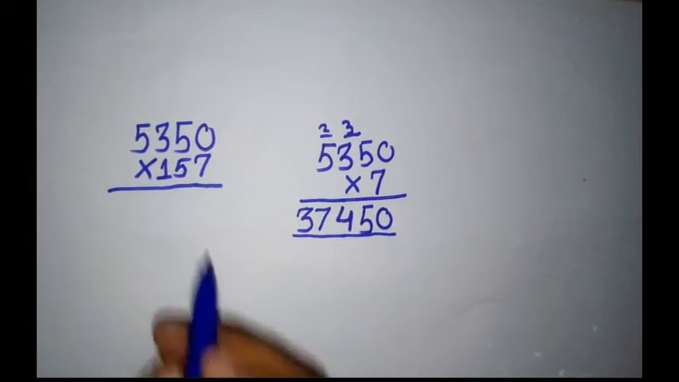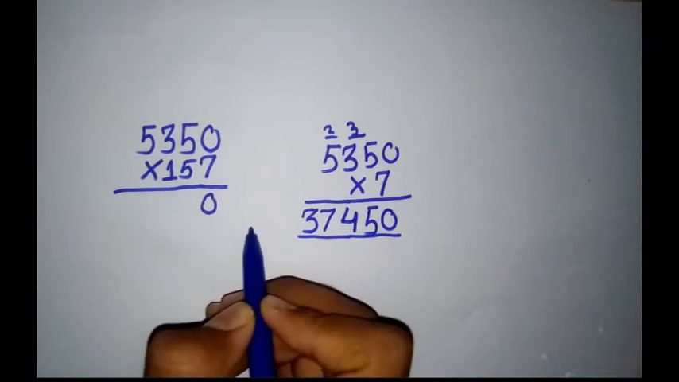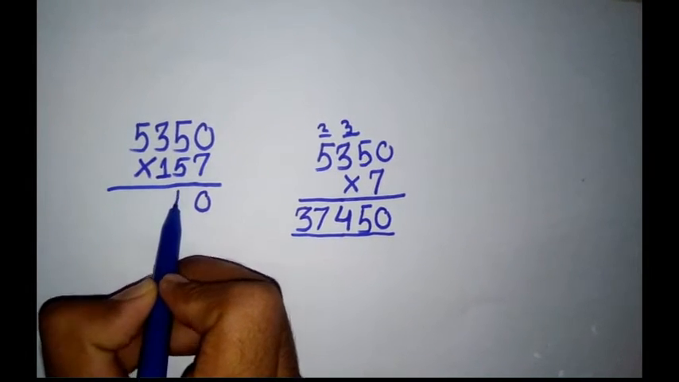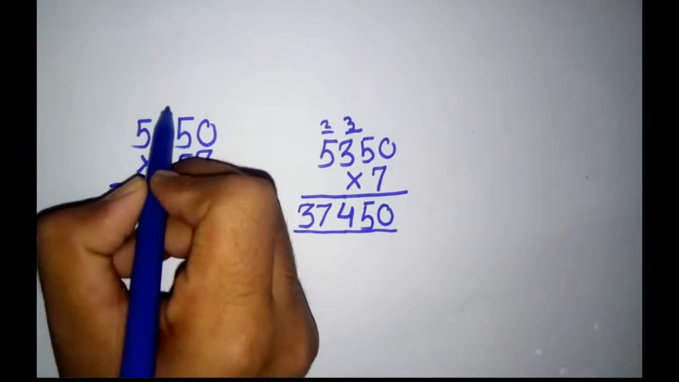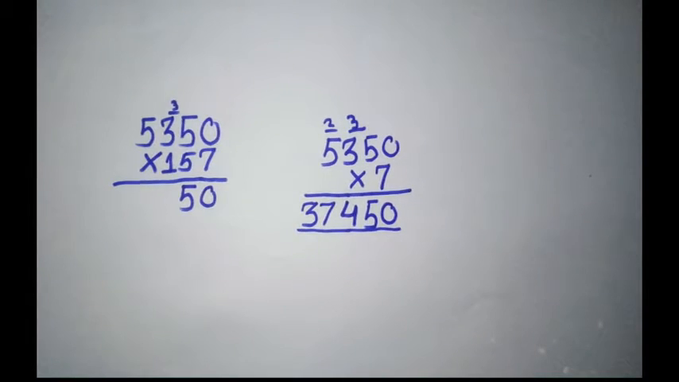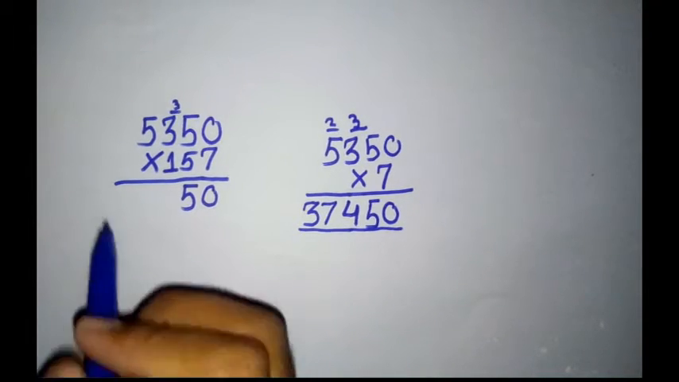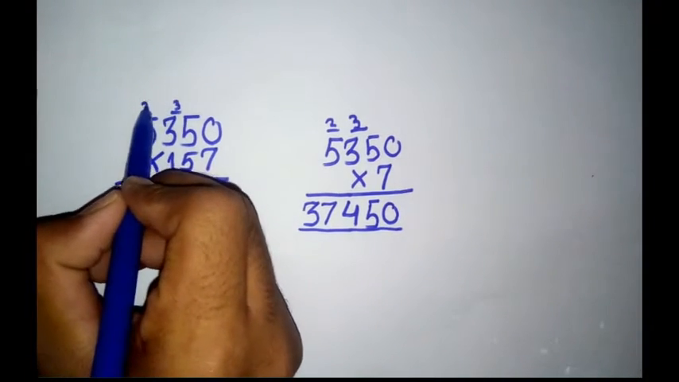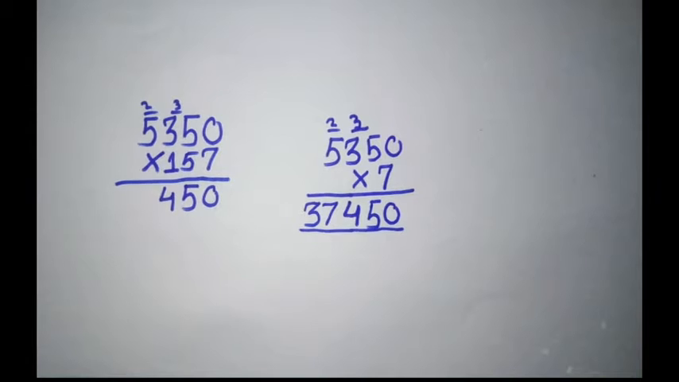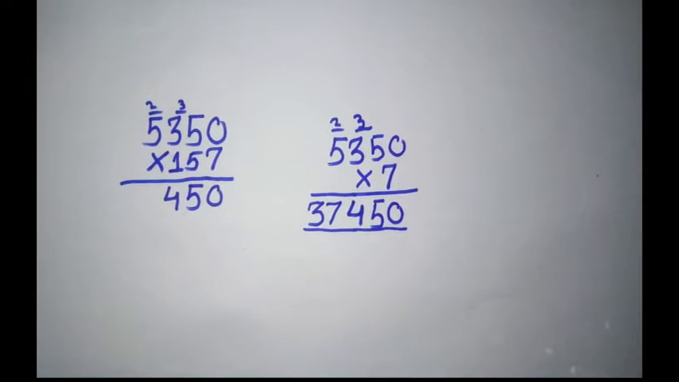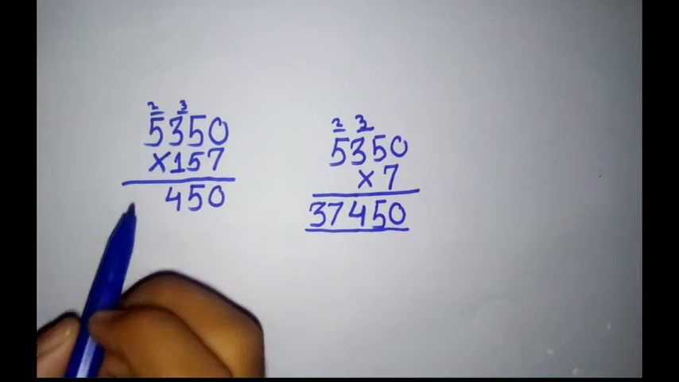Multiply 7 by 0 equals 0. 7 multiplied by 5 is equal to 35, but 5 is the product and we take 3 as a carry. Now we multiply 7 by 3, which is equal to 21, and 3 added to 21 is equal to 24. Write 4 as the product and take 2 as a carry. Now we multiply 7 by 5, which is equal to 35, and 2 added to 35 is equal to 37.